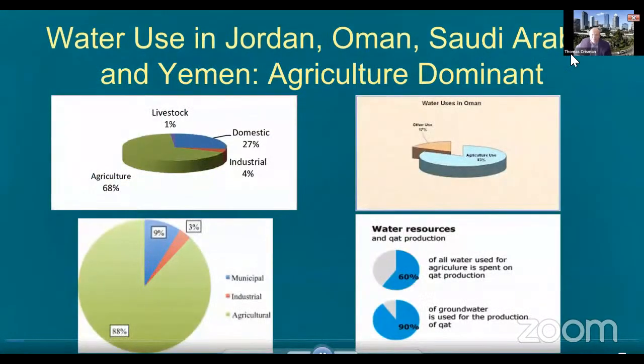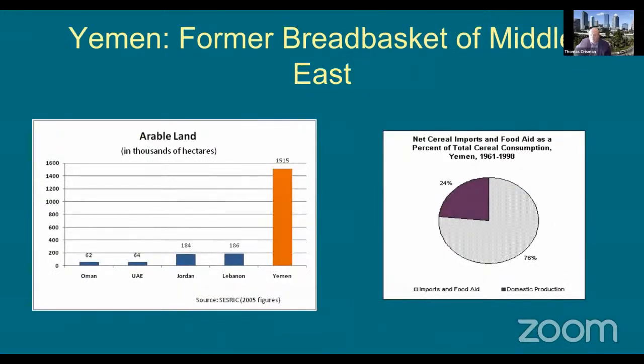Now let's examine this. Water use in Jordan throughout and the rest of the Middle East has been primarily for agriculture. And in the case of Yemen, it's not used for food, it's used for the production of khat, which is a narcotic. So we're using water incorrectly. We're using it for agriculture more so than domestic.